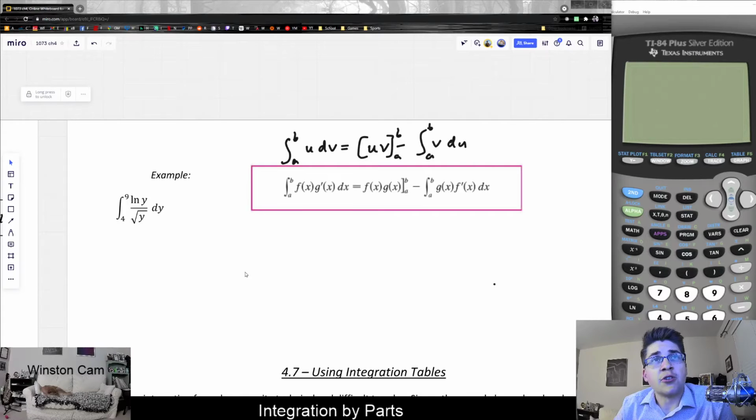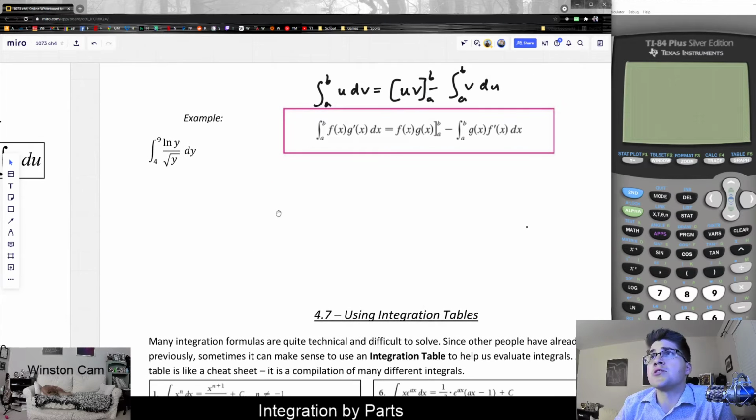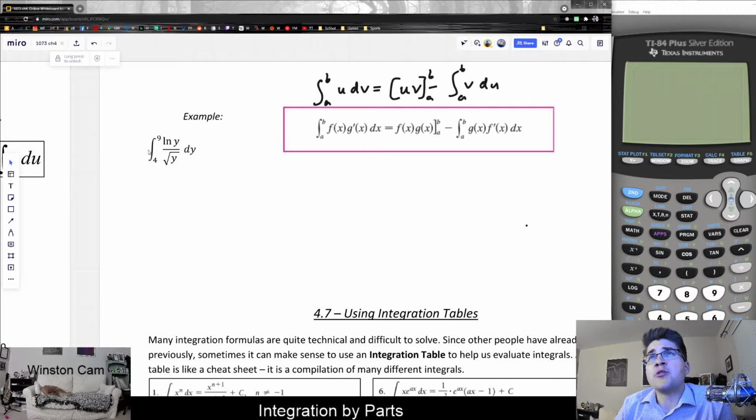Let's do a definite integral involving integration by parts. So again, if we're doing a definite integral, everything else will be as normal. I first need to figure out what the antiderivative function is before I do anything. And again, here we want to use integration by parts.